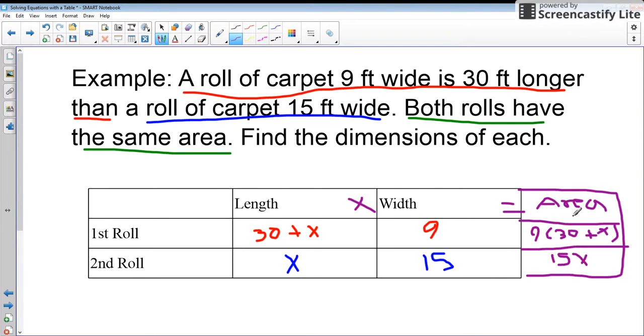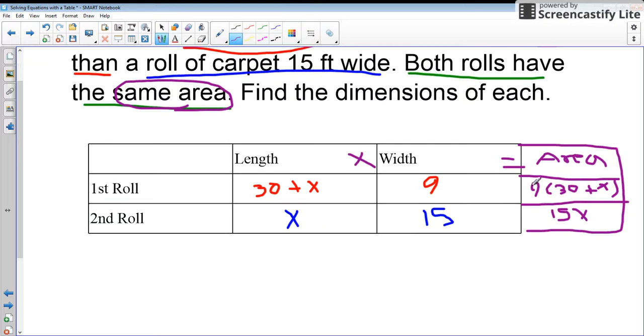And now what am I going to have to do with these two? Well, it says they have the same area. So what that tells me is that these things are equal. In other words, our equation is actually 9 times the quantity, 30 plus x, which if you look at the chart, that was the area of the first roll. That is equal to 15x, which is the area of the second roll.